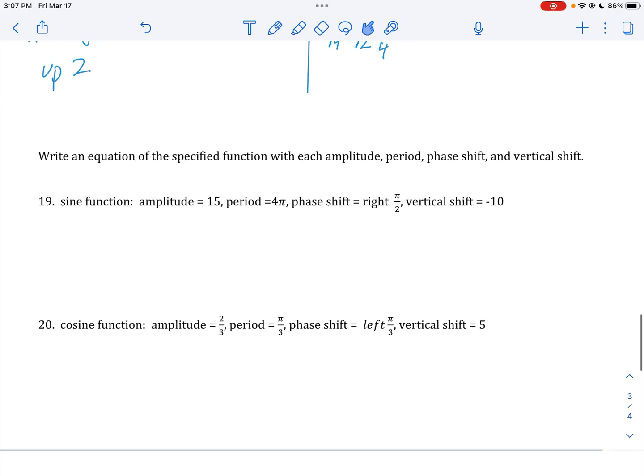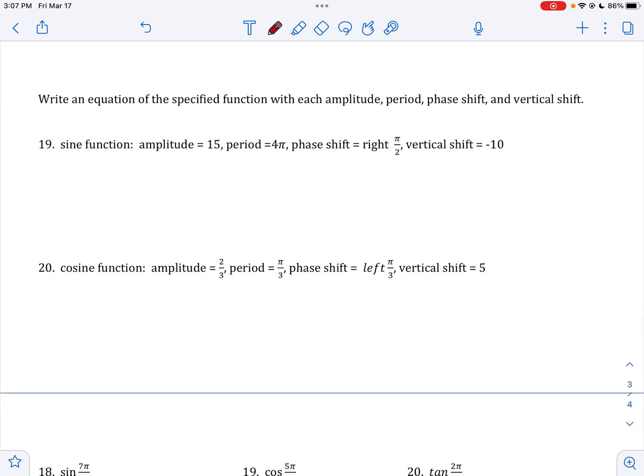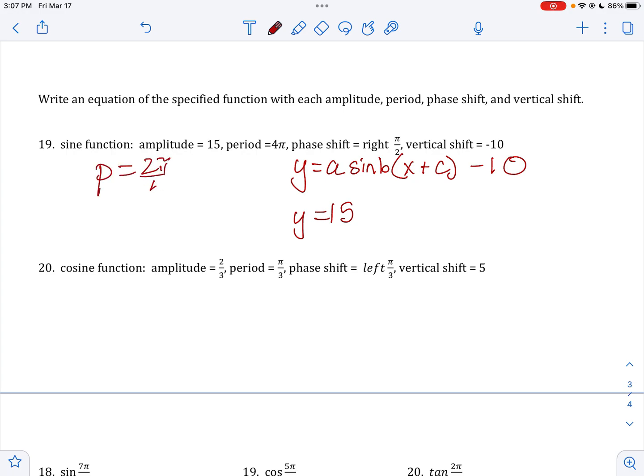So now we're asked to write some equations. And again, it's easiest if we just write that equation with that b factored out. Because now we know our amplitude is 15. Our period is 2 pi over b. But our period is really 2 pi. So that means b has to be 1. So the sine of 1 to the right, minus pi over 2, minus 10.